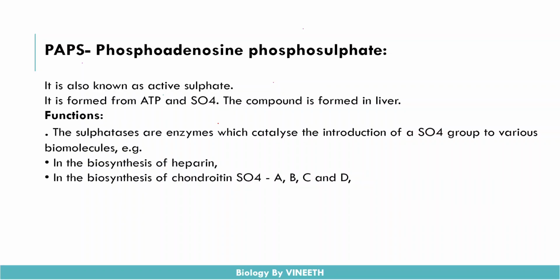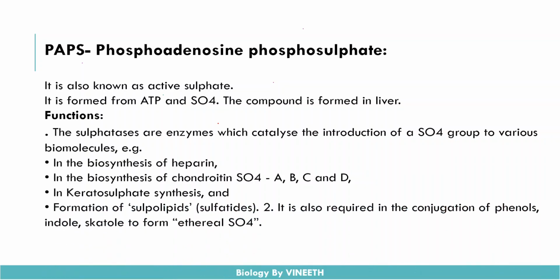Okay, which is formed from the ATP. It transfers the sulfate molecule to the heparin, chondroitin sulfate, or keratan sulfate, all these things. Okay, and there are also a lot of sulfolipids. For the formation of all these compounds, PAPS donates the sulfate molecule to these compounds and helps in the biosynthesis, for formation of the sulfolipids or sulfates.